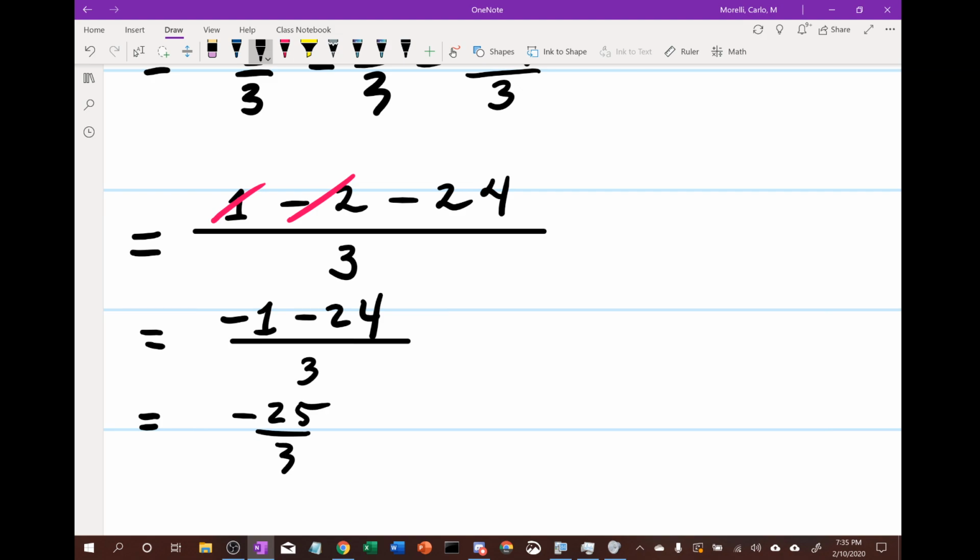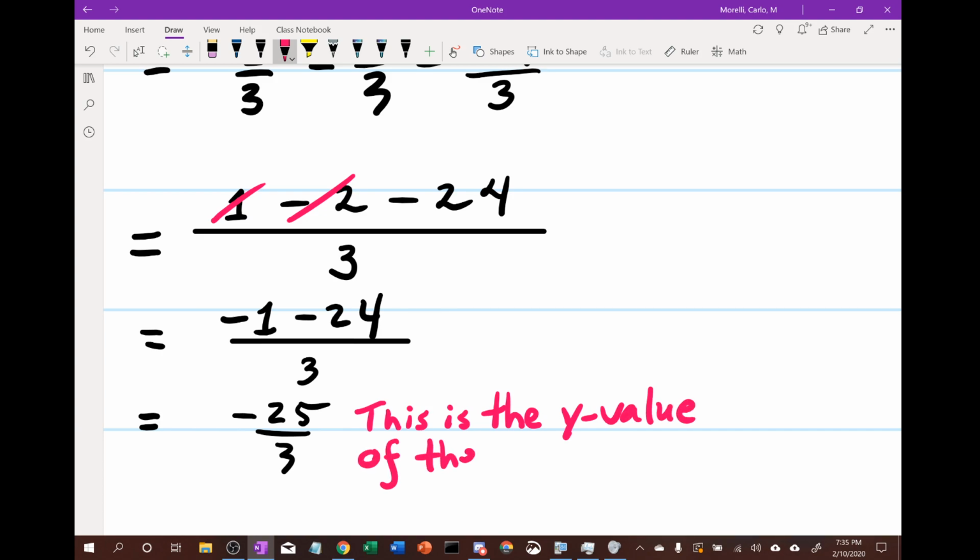Over 3. So that is, wow. This is the y value of the vertex. This is the y value. Got it. Can we express -25 thirds as a decimal?